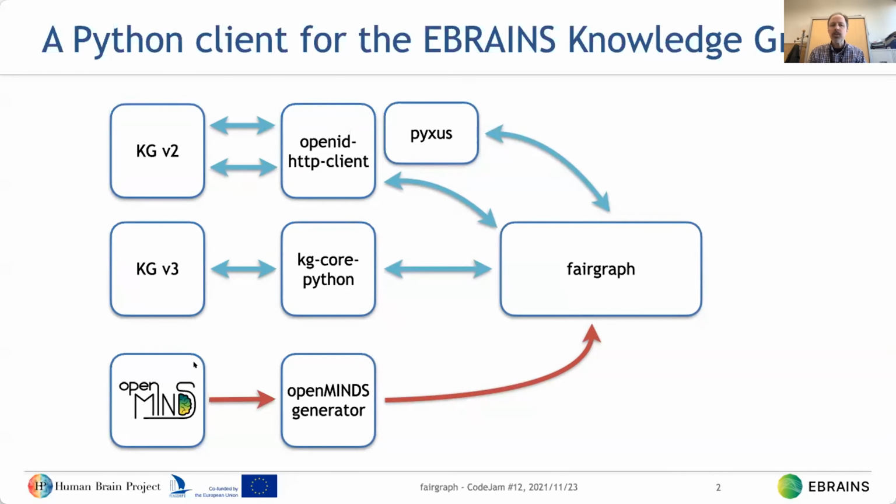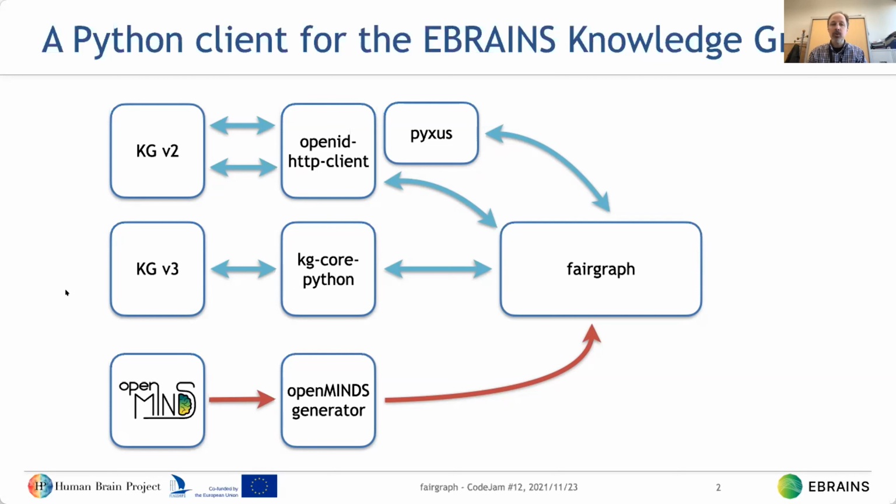Specifically, we take the openMINDS schemas and we use the openMINDS generator tool, which can generate lots of different ways of representing the schemas, and one of those is as Python classes, and so we use the openMINDS generator to generate part of the Fairgraph library with the openMINDS schemas. In contrast to what Stefan showed, Fairgraph only has the most recent version of the schemas. We don't have all the previous versions. That could be changed in future. That's something we have to discuss.